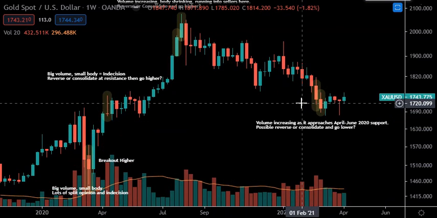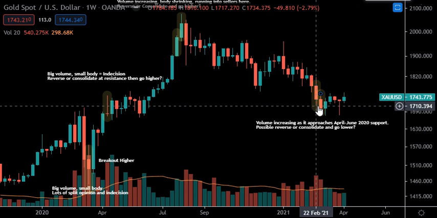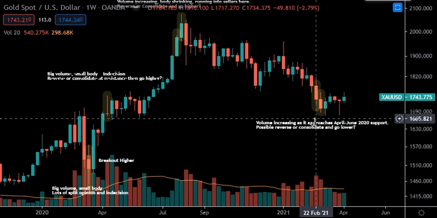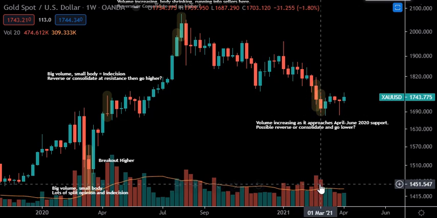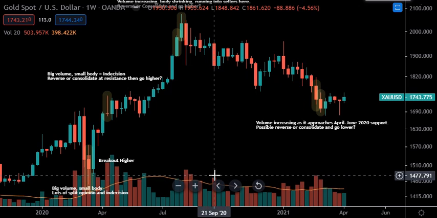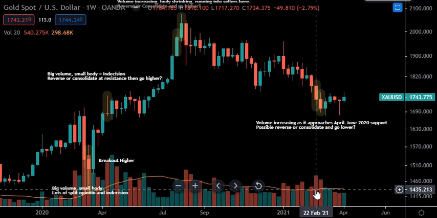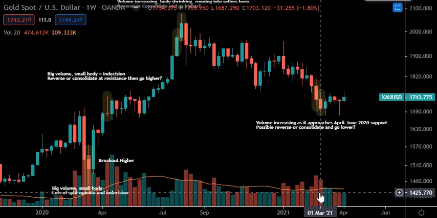But here we go here. End of February. Volume is increasing. Biggest sell volume, biggest any volume since last September. Right there on February 22nd. Next week goes a little lower.